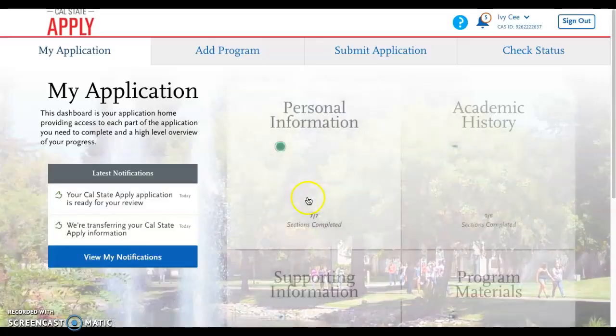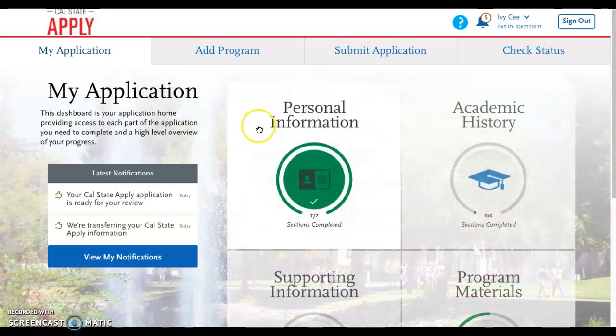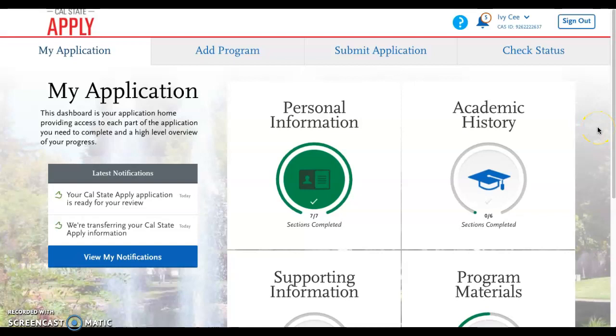And you will see that now this quadrant is complete. So for our next video, we're going to start talking about quadrant number 2, which is the academic history quadrant.